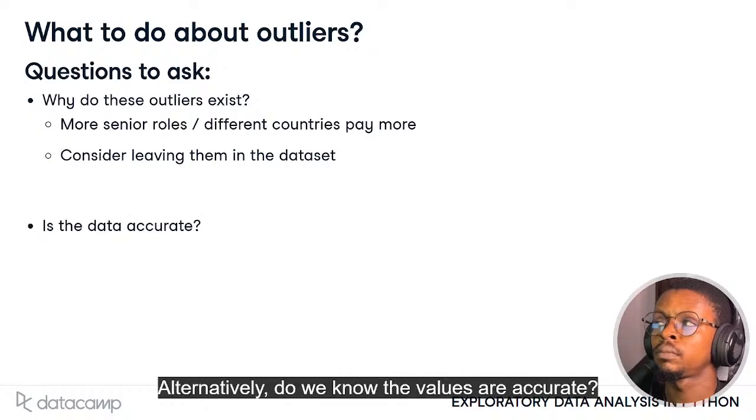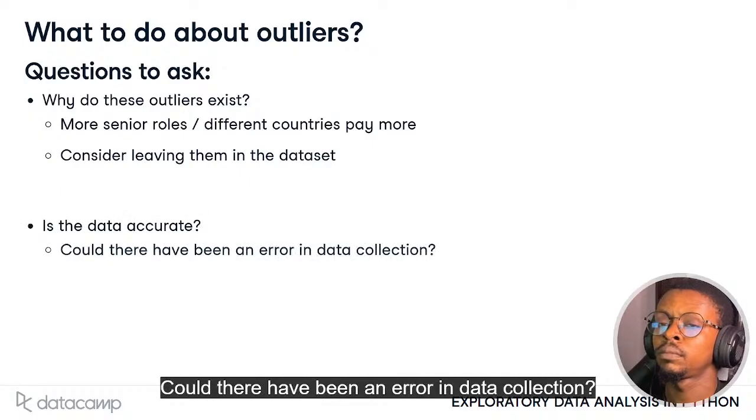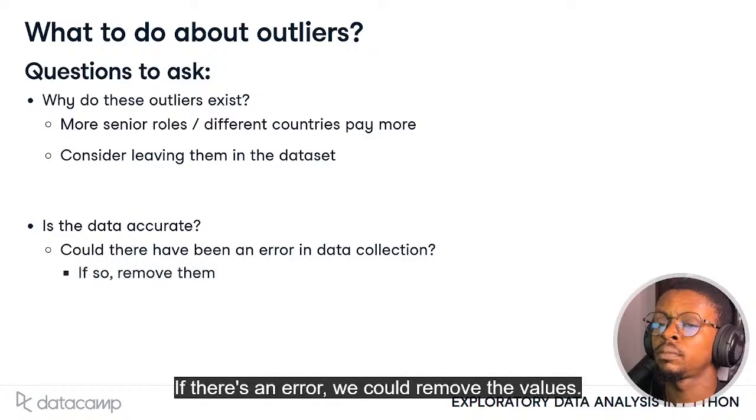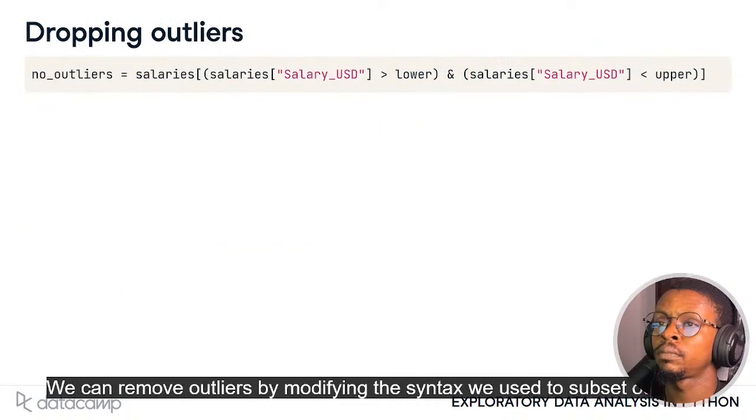Alternatively, do we know the values are accurate? Could there have been an error in data collection? If there's an error, we could remove the values. We can remove outliers by modifying the syntax we use to subset our data, filtering for values more than the lower limit and less than the upper limit.